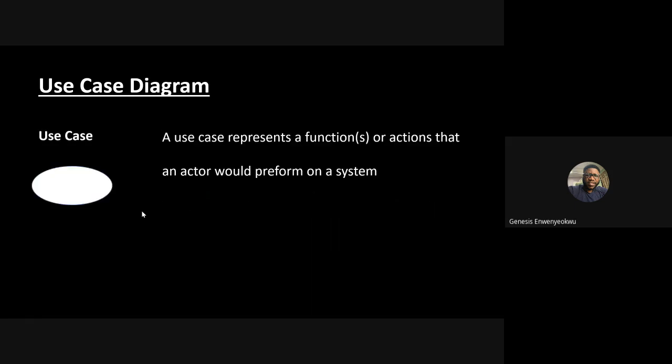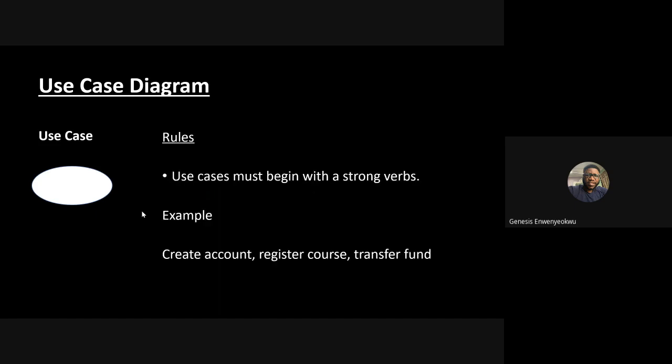Another component that we look at as well is a use case. A use case represents a function or an action that an actor would need to perform on a system. So use cases are considered to be the functions of the system, or should I say functionalities of the system. And that is why the UML use case diagram helps to communicate the functional requirements from a modeling or diagrammatic standpoint. Some of the basic rules we need to put into consideration when drawing a use case is that your use case must begin with a strong verb.